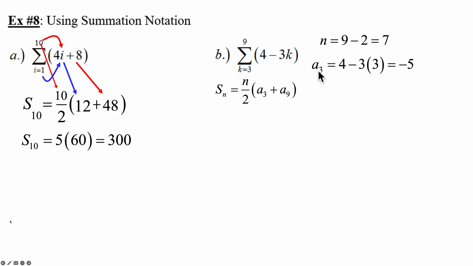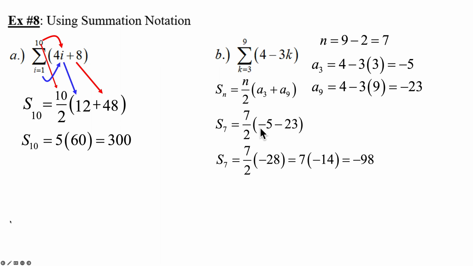And then my a sub 3, I've got to put 3 in here, so 3 times 3 is 9. 4 minus 9 is negative 5. Then I've got to put 9 in for k, so that's 4 minus 27, that's negative 23. So 7 goes in for n, so the sum of those 7 terms is 7 over 2 times negative 5 minus 23. Well, can't simplify what's outside, so this better be an even number. It's negative 28. So 2 goes into 28 14 times, becomes negative 14 times 7 is negative 98.